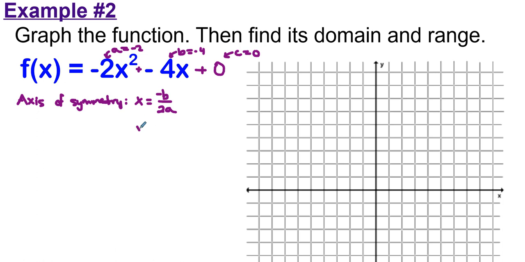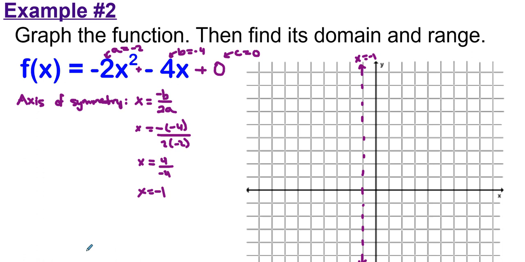So axis of symmetry is x equals negative b, negative 4, over 2a. 2a is negative 2, so 2 times negative 2. So my axis of symmetry is negative, negative cancels out. I get 4 over negative 4, which is negative 1. So x equals negative 1. That is the axis of symmetry. I'm going to put my dashed line on my graph to help me visualize where the axis of symmetry is. Okay, this is x equals negative 1. There we go.